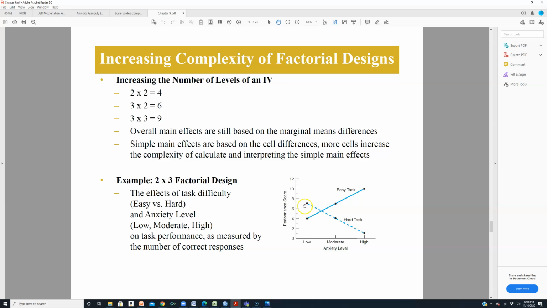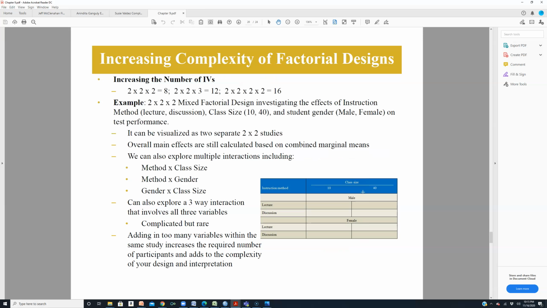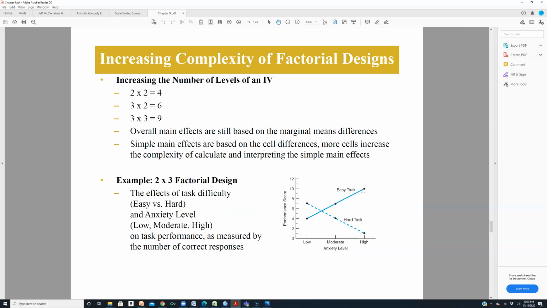So if it's a hard task, low anxiety people do better than on an easy task. Moderate, they both do a little bit better. High anxiety, they actually do a little bit worse on the hard task than for moderate anxiety. And with high anxiety, they start to do very poorly on a hard task, but really well on an easy task. Okay, so the effect of anxiety on performance depends on task difficulty.